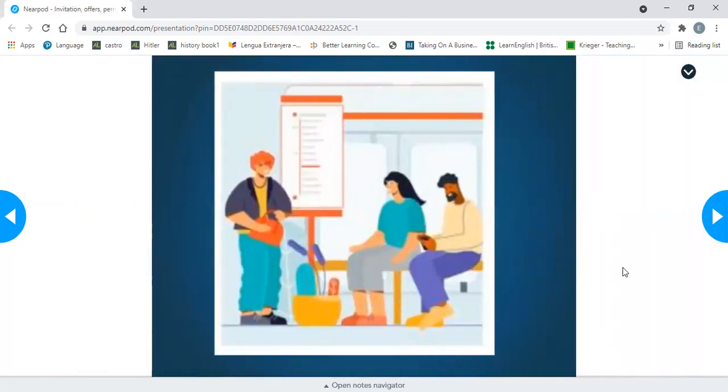Okay, if they are on a bus, maybe he or she is asking for permission to sit there. Or maybe the person who is sitting is offering a seat to the other person. Would you like to sit here? Could be. Or maybe the person is asking, can I sit next to you?